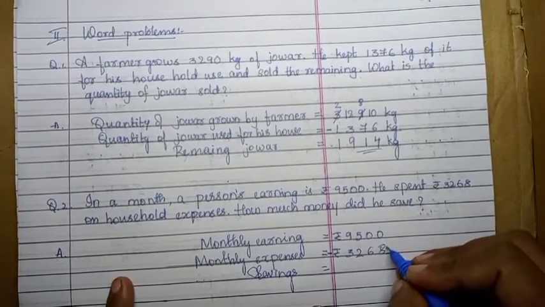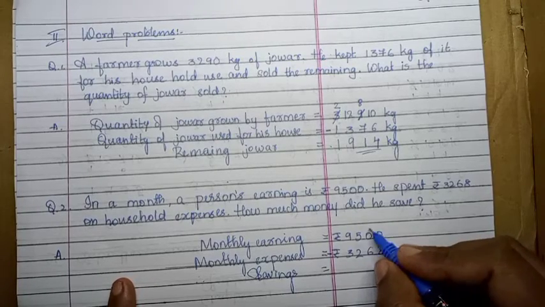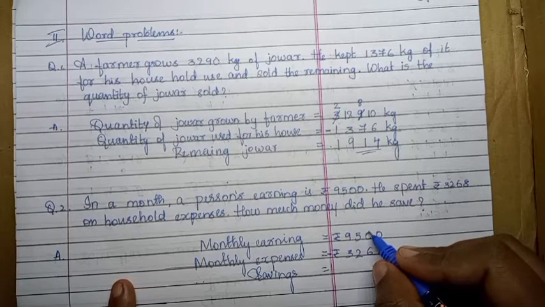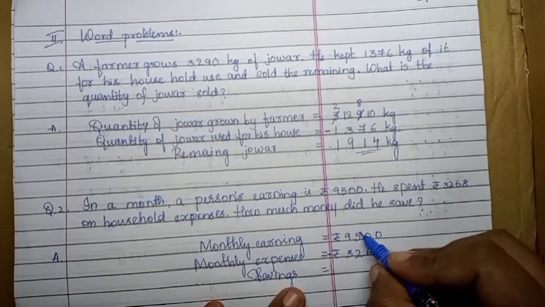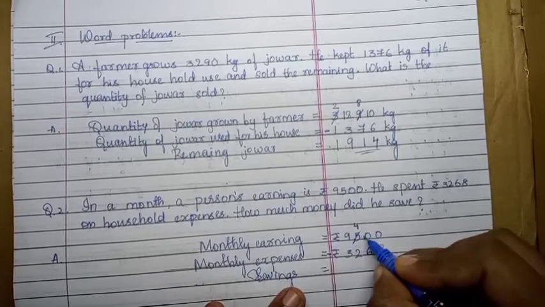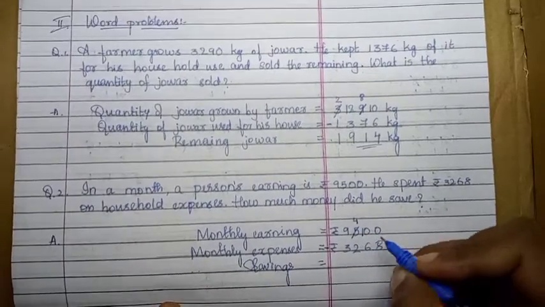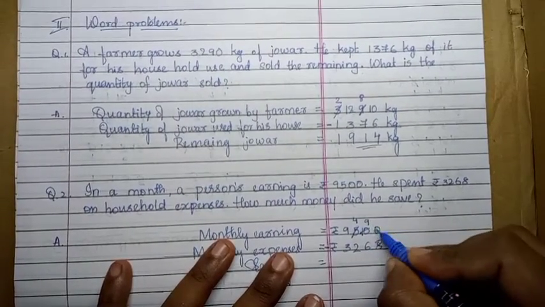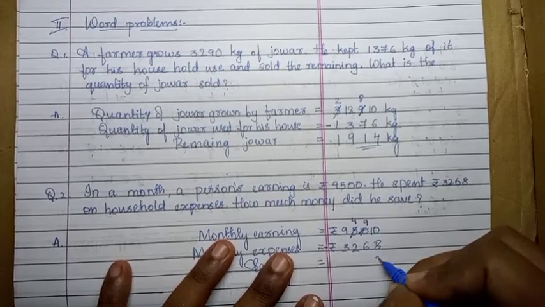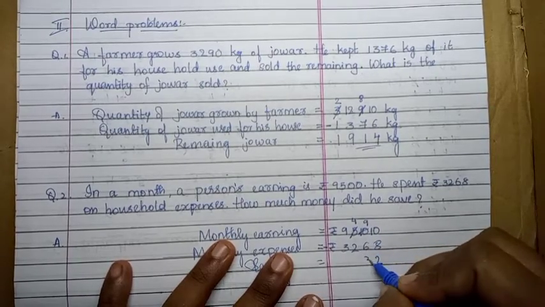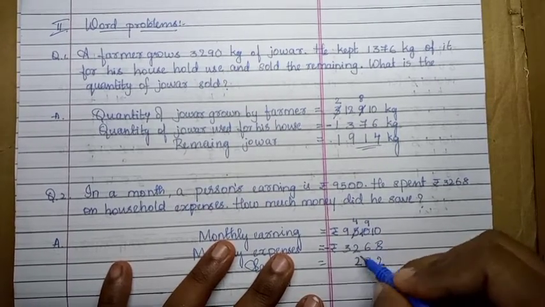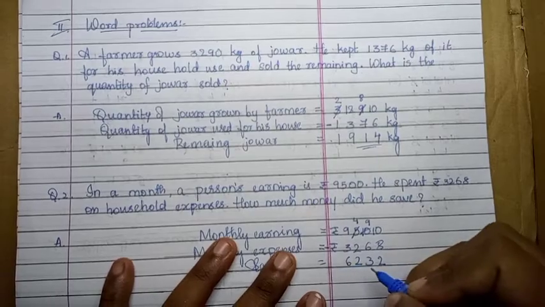what is 0 minus 8? We can't do. Again, can we borrow from 0? We can't, because 0 is less than this number. So I'll borrow from here. 5 will become 4, 0 will become 10, right? Then 10 will become 9, 0 will become 10. 10 minus 8 is 2. 9 minus 6 is 3. 4 minus 2 is 2. 9 minus 3 is 6.